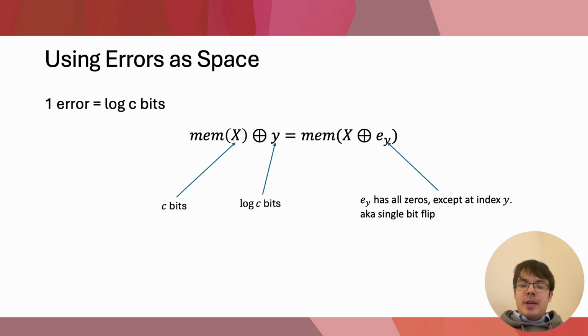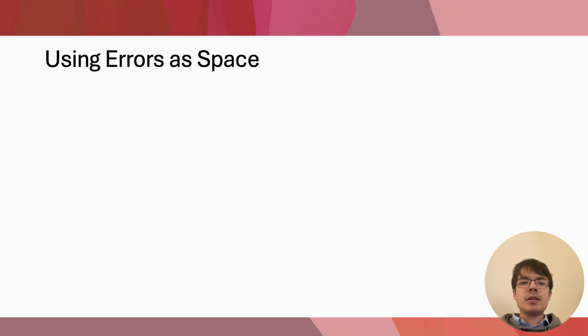A single bit flip here is represented as adding in binary a string of all zeros except at one position, and any manipulation is represented as adding any string, but now any log C bit string, on the result. So let's see what mem of x is and how we use it.